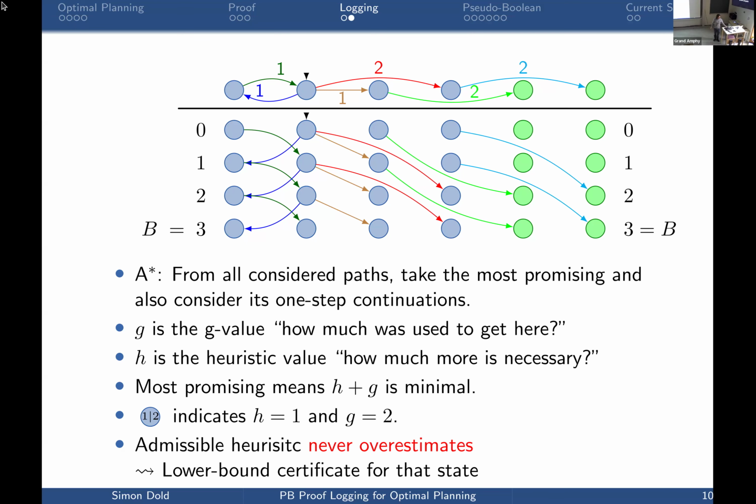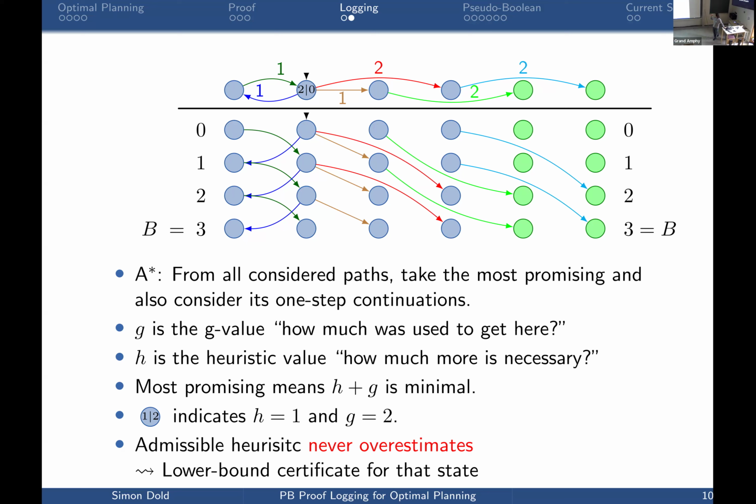Okay, so let us play this out in this case. In the very beginning, we look at all the considered paths, and we start with the empty path starting from the initial state. There we, of course, have a G value of 0. We didn't spend any resources yet. And we ask our heuristic, just some sort of subsystem in our planner, and it should tell us and estimate how much more is necessary.